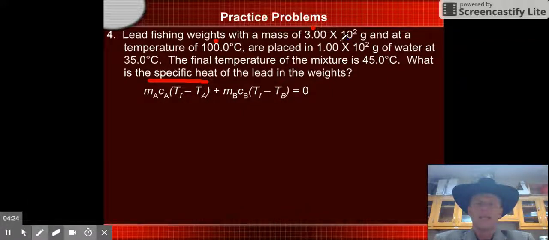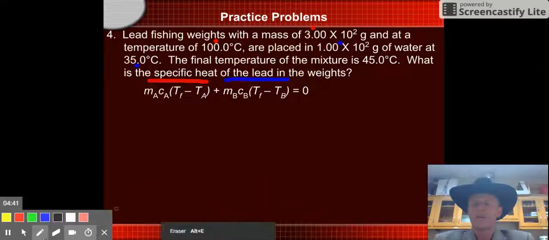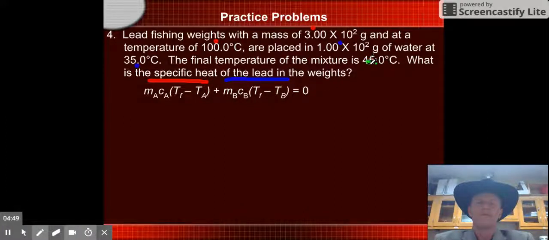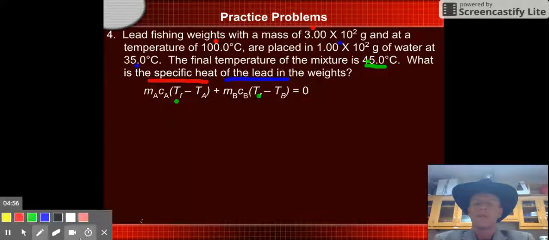They are placed in 100 grams, or 0.1 kilograms, of water at 35 degrees. This is water, so the C is the specific heat. This is the water side. And the number that is shared for both sides is that TF. Let's go with green. TF is the final temperature right here. Final temperature is 45. That goes in for TF and TF right there. All right, so get your numbers into the equation correctly.